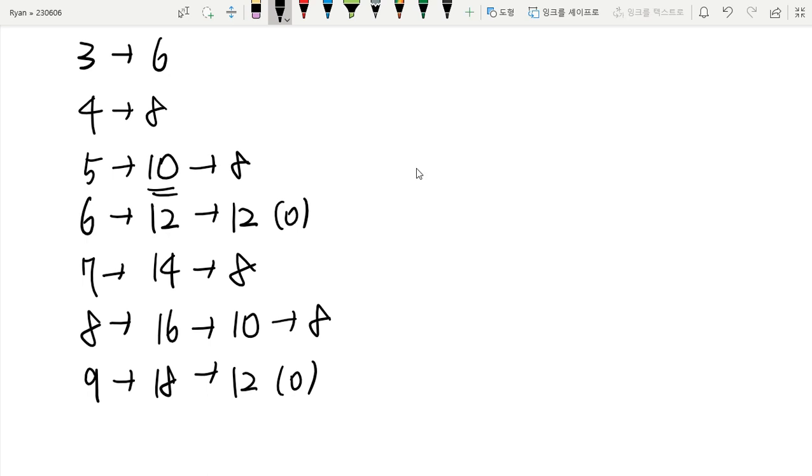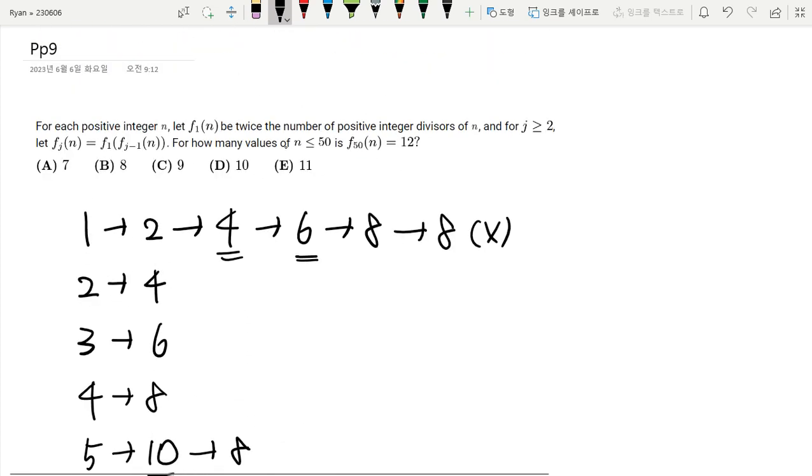And finally, let's say the number of factors is 10. So 10 times 2 is 20. And how many factors does 20 have? Yeah, you're right, 6. That's the case we want, because 6 times 2 is 12, and after it reaches 12, it remains with 12.